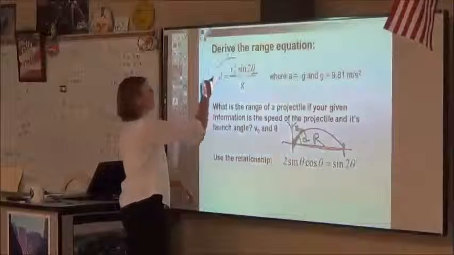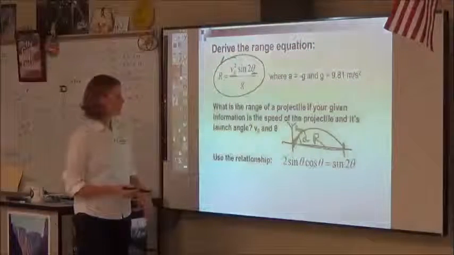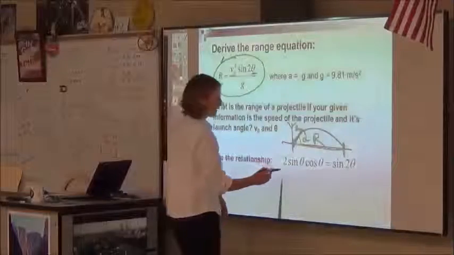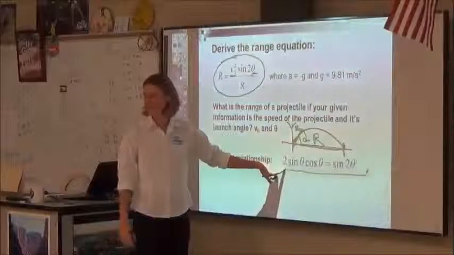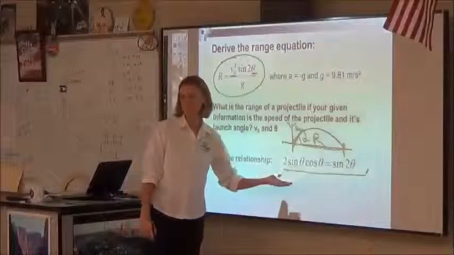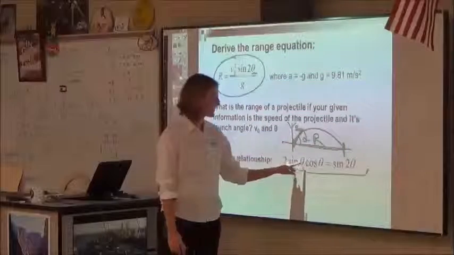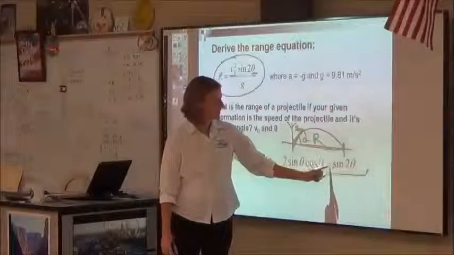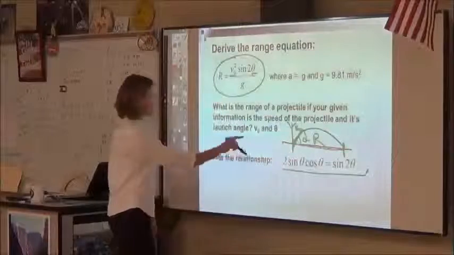All right, so we're trying to prove this equation using what we know about projectiles. And this trig identity. Do you remember that trig identity? Ever seen that before? Okay. You've maybe learned it at some point. But 2 times sine of an angle times cosine of that same angle is the same thing as sine of double the angle. So we'll come back and use that.